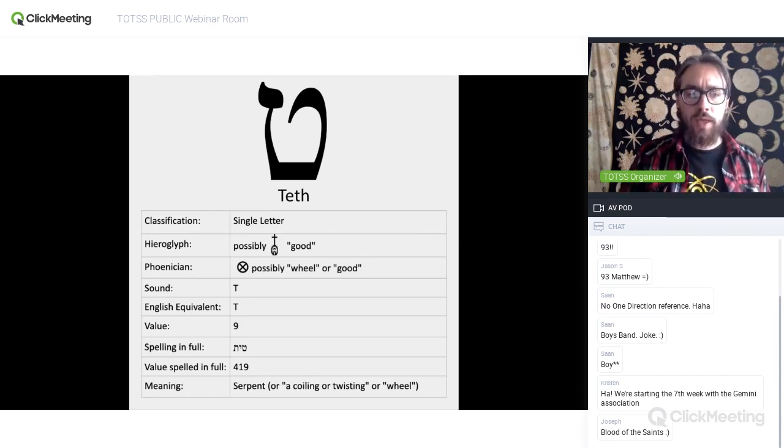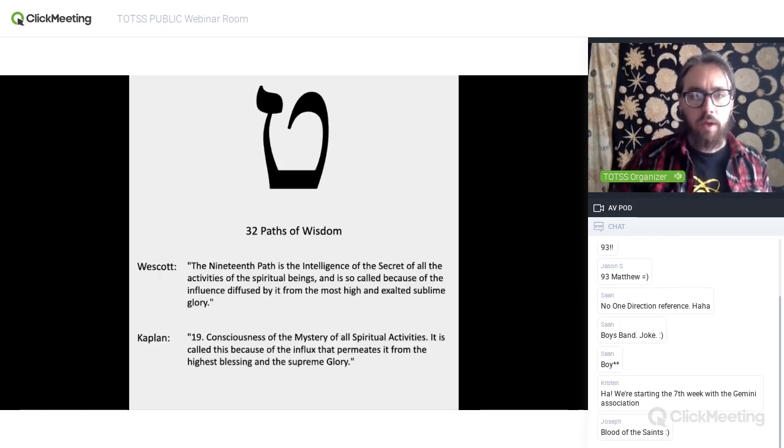Other sources will also say that rather than serpent specifically, it means something like a coiling or a twisting, or something coiled or twisted, and that serpent is a derived meaning from that. The word Teff is sometimes given as meaning wheel in Hebrew, though it's not the normal Hebrew word for wheel. So I'm unclear on that one, but serpent is the main symbolic significance that you should be aware of and will be relevant for the rest of our discussion here.